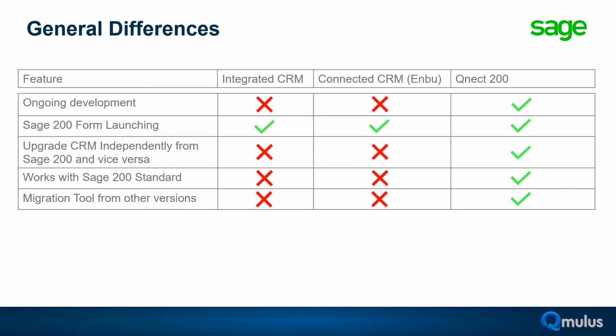Just another quick question, is there a migration tool from Integrated to Qnect? Yes, there is. Integrated CRM to Qnect is harder because it has more data, but yes, we do actually have a migration tool from the Integrated CRM to Qnect. The Connected CRM is obviously a lot easier to migrate because it has less actual data that sits within Sage 200.